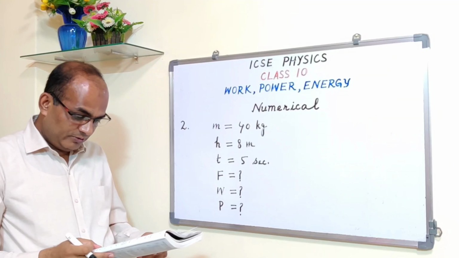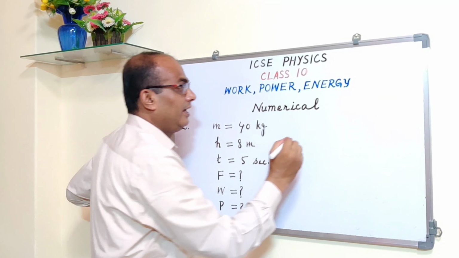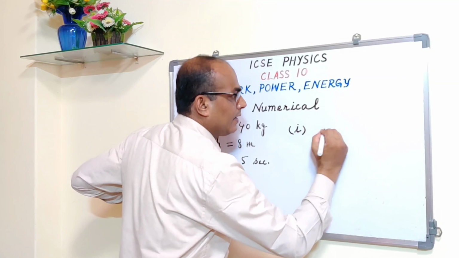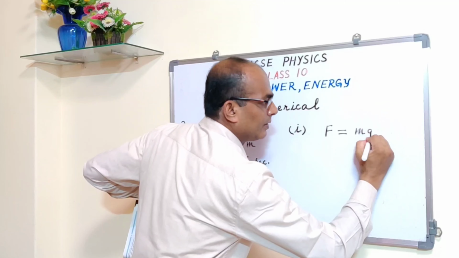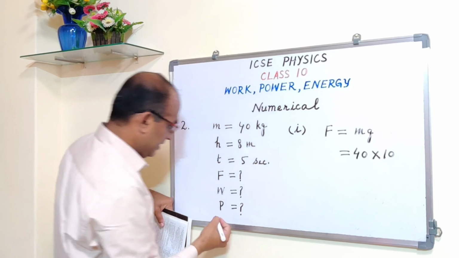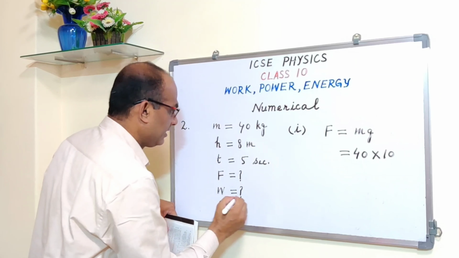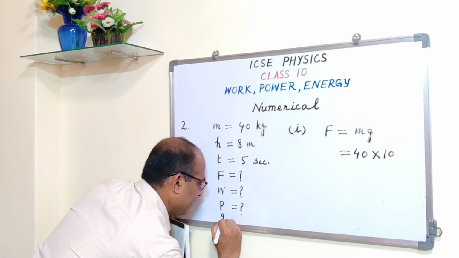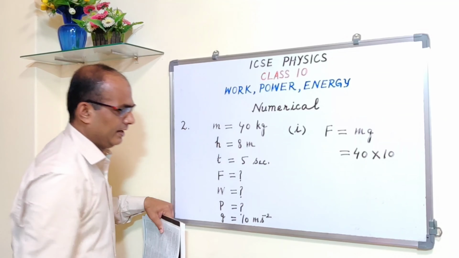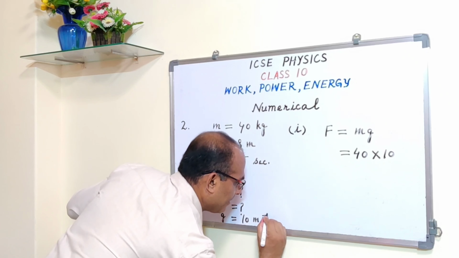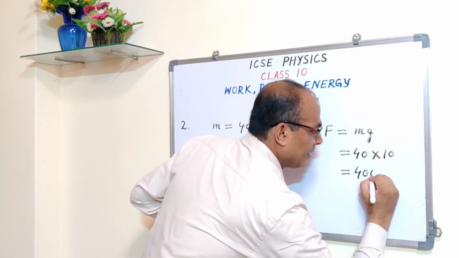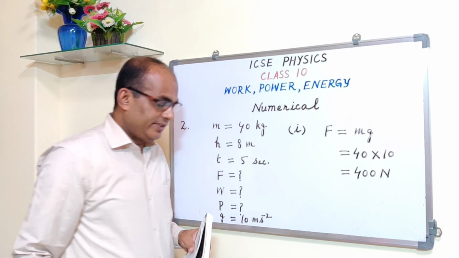So first we have to find out the force of gravity. We know that F is equal to mg, and m is given 40 and g is given 10. You can write that down here somewhere: g is equal to 10 meters per second square. Alright, so m into g, that means you are getting 400 Newton. This is the first answer.